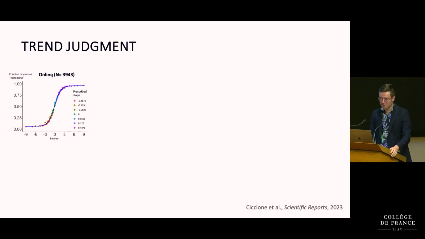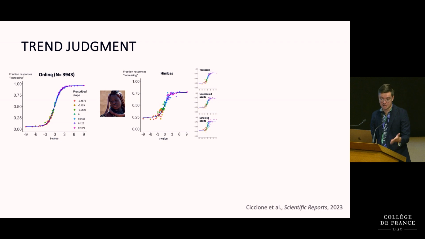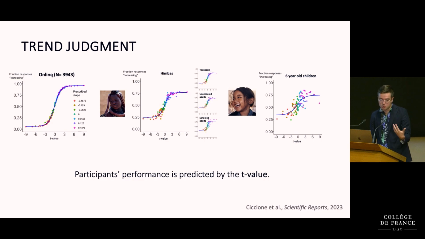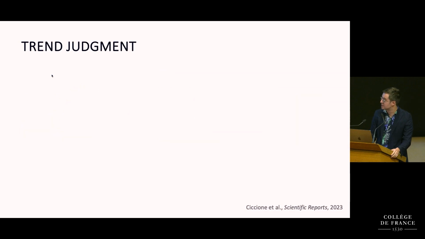And again, as Manuela was saying before, not everything, of course, is shaped by culture, so we might wonder whether even populations that don't know what a graph is would behave similarly. Of course, they make more mistakes. The Himba, as Manuela described, they don't have access to formal schooling, but still behave in the same way, and same thing for French 6-year-old children. All these participants' performance is predicted by the t-value. They seem to be optimal statisticians when it comes to extracting a trend from noisy data sets.